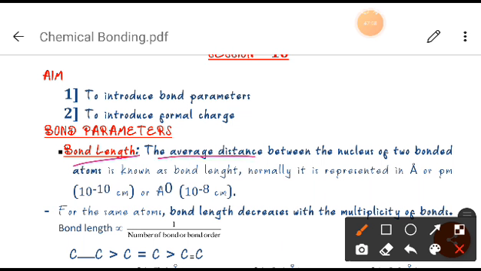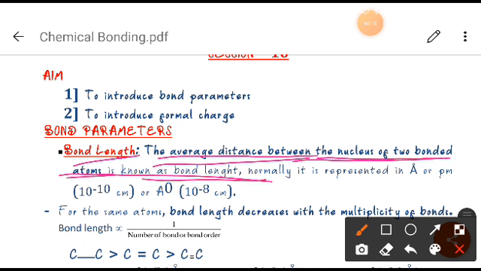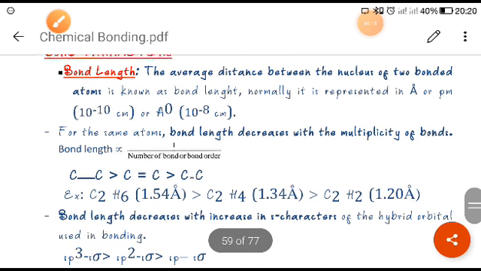Bond length is the average distance between the nuclei of the two bonded atoms. In the previous chapter we have also discussed this in the periodic table. This average distance between the nuclei of the bonded atoms is called bond length, and most of the time it is represented in Angstrom, as you can see here.